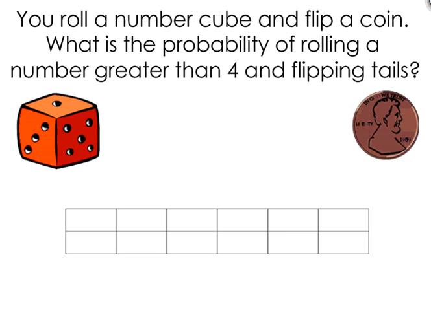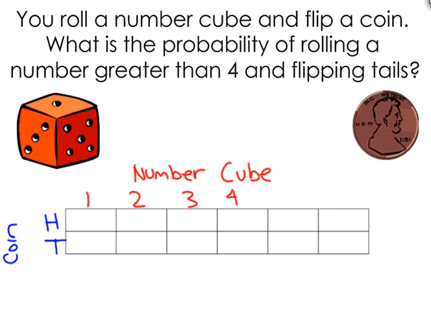And I'll be using a grid that is a 2 by 6. I chose 2 by 6 because that represents my possible outcomes. So over on the side here, I'll list the outcomes for the coin, which would either be heads or tails. And then along the top, I'm going to list all of my outcomes for the number cube. And since there are 6 sides, I have 6 possible outcomes.